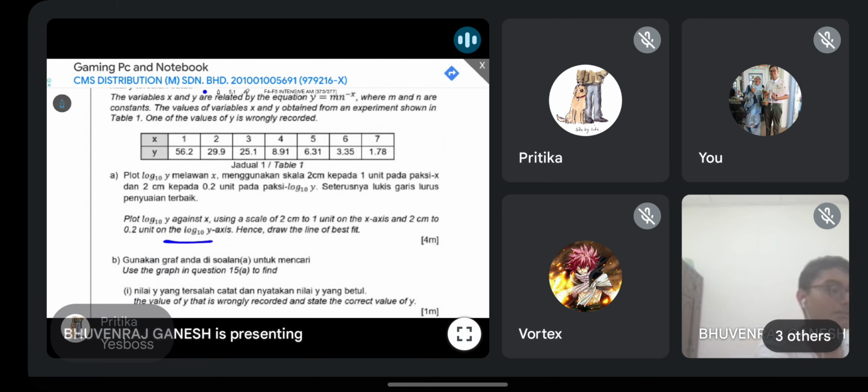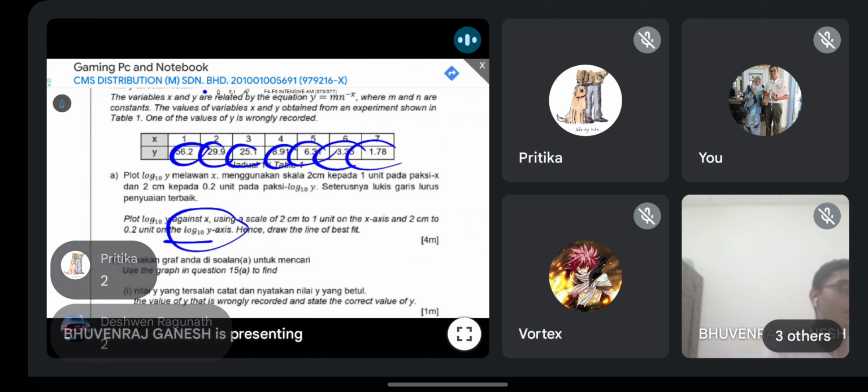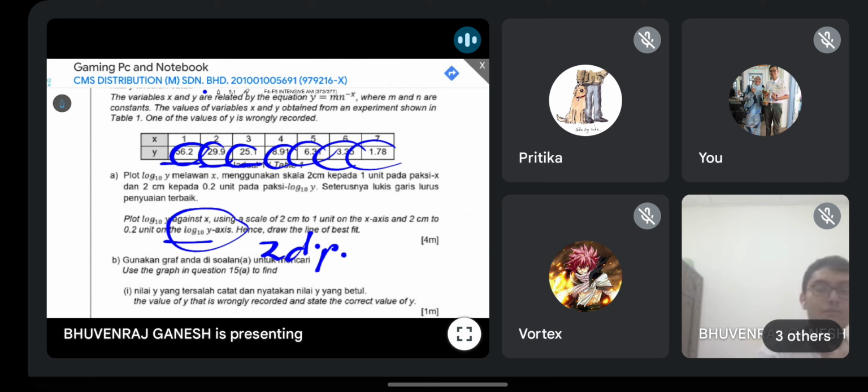Same thing, log 10y. You just log 10 all these values. So guys, how many dp again? Can I ask you for log 10y? How many decimal places should I put? Yes, 2 again. You can see the question also. Actually, the table never really follows the dp, but never mind, it's okay. When you do the answer, you follow.